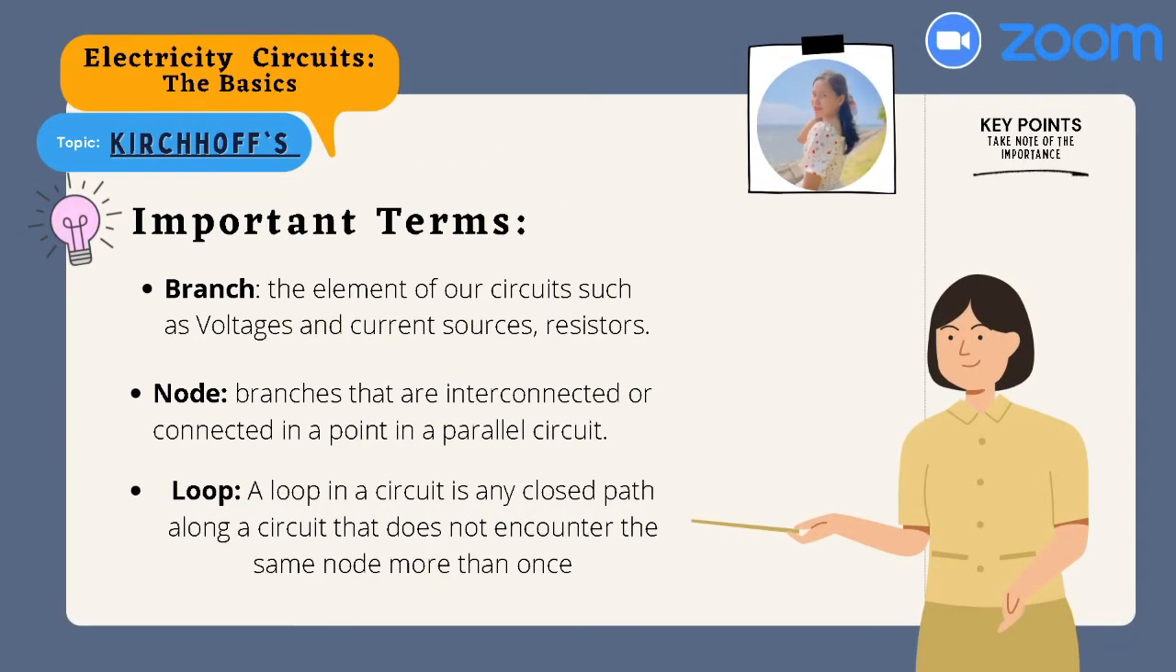Before we begin, we have to understand the important terms first. First is the branch. The elements of our circuit, such as voltage and current sources or loads such as resistors, each represent a branch. These branches are interconnected at a point, especially in a parallel circuit. That point is called a node.